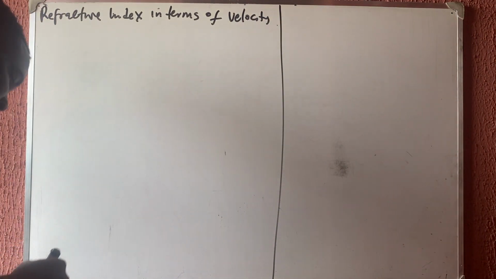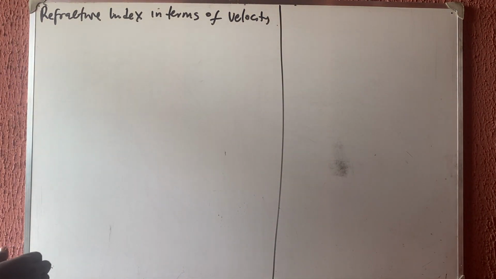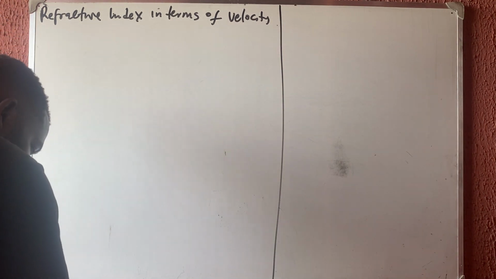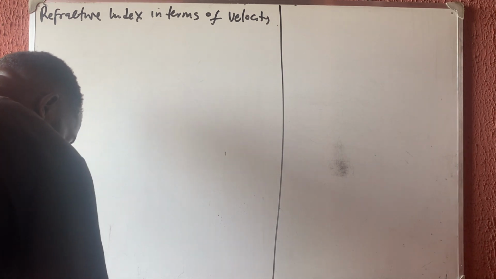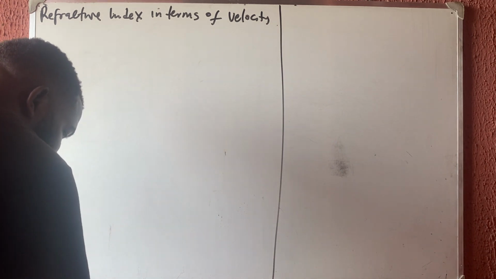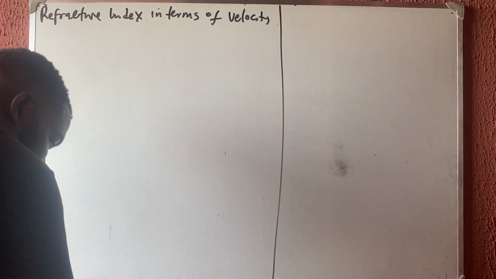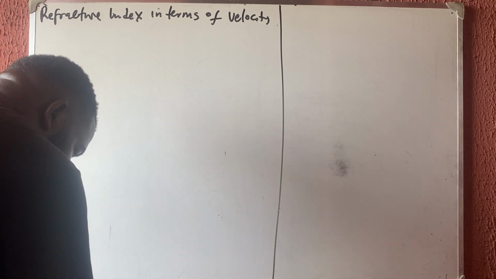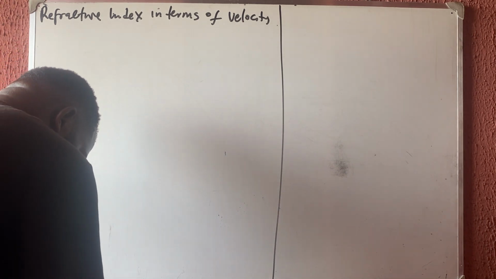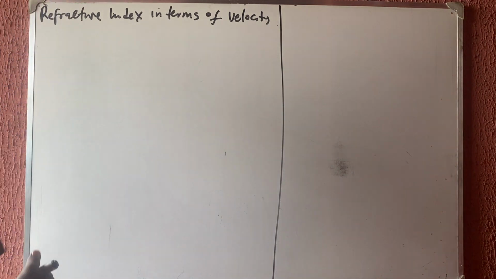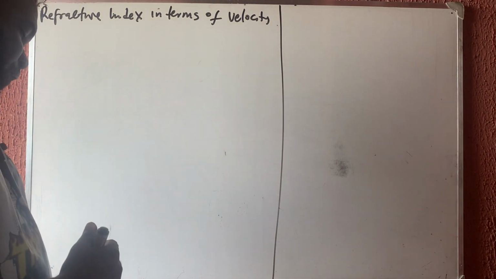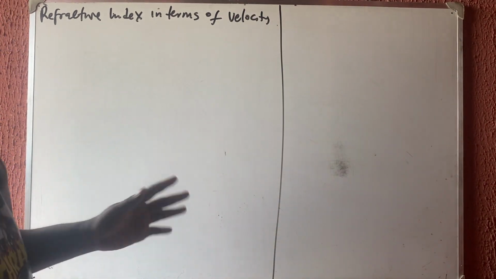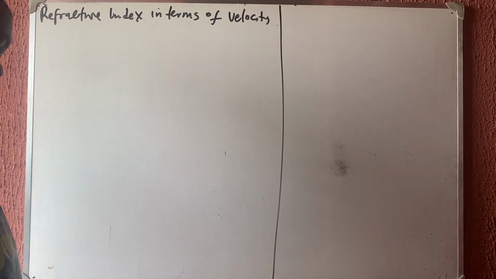Okay. Now, they say that, let's define absolute refractive index. They said the absolute refractive index of a medium is the refractive index of a ray traveling from vacuum to the medium. A vacuum is a space where there is no air at all, nothing is there. You should know that.